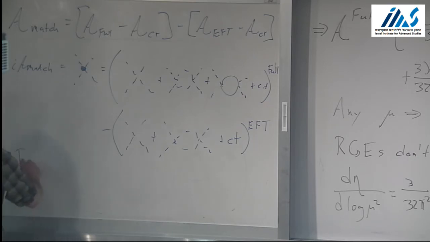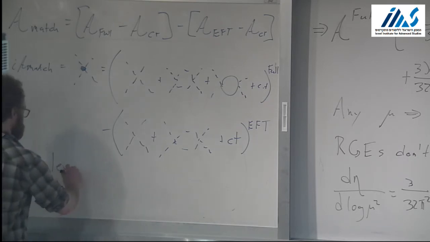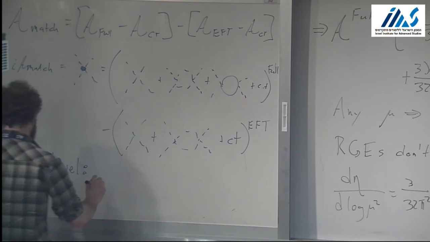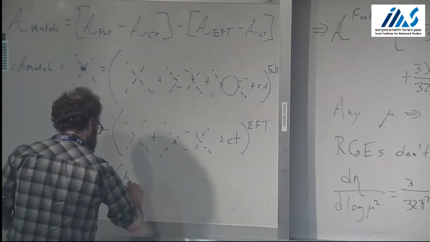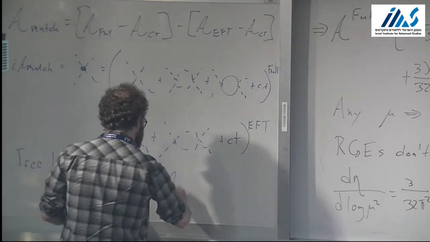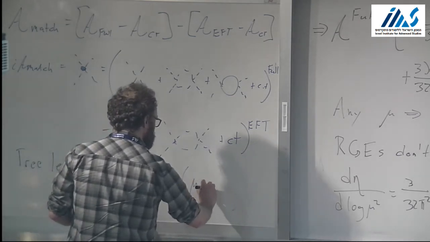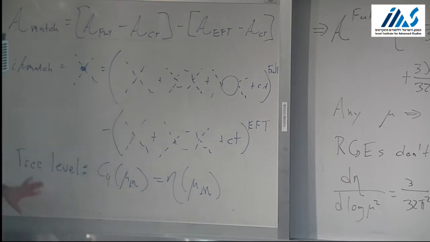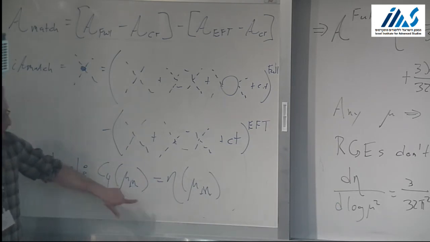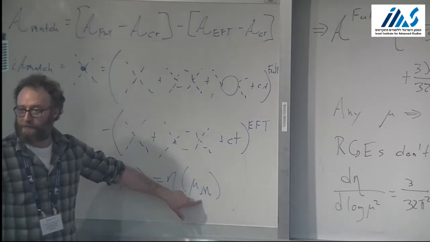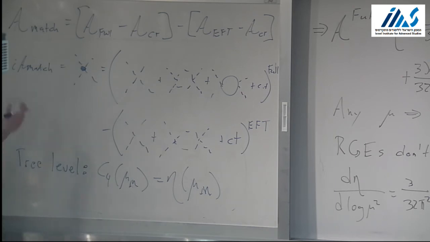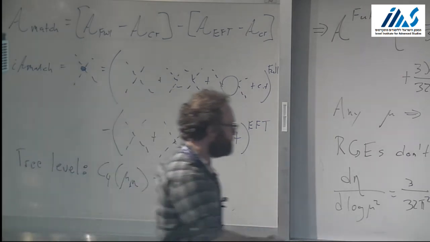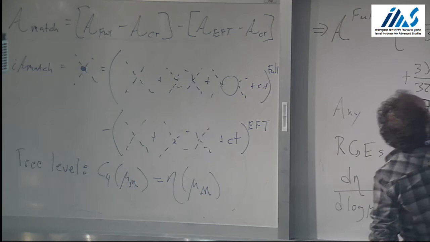So tree is trivial. We have C4 at mu m equals eta evaluated at mu m. Okay? So this is exactly what we did yesterday, except now I'm being careful to include scale dependence because I'm going to renormalization group improve everything. And this is all being done at mu m, right?